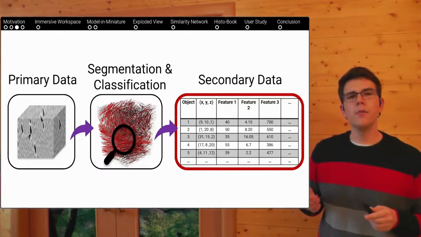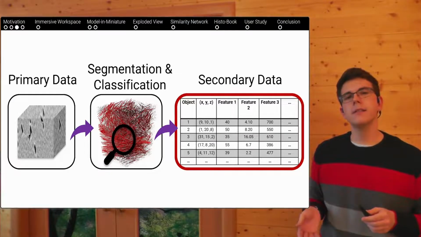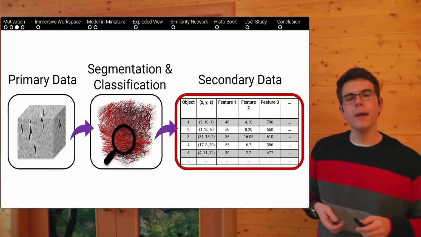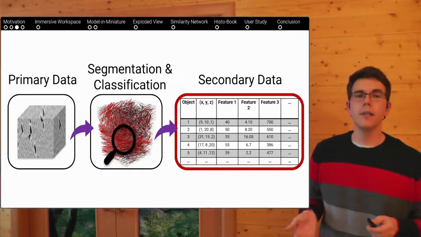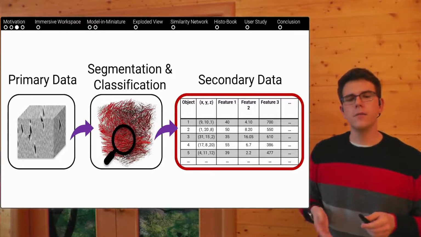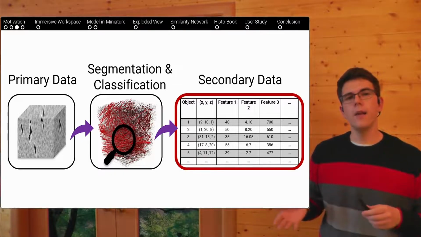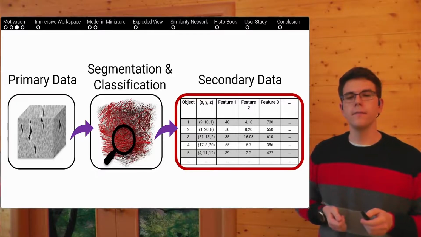In the case of fiber-reinforced polymers, the material consists of fibers, and these can be segmented and classified, which gives us a multidimensional dataset, the so-called secondary dataset. And this consists of the start and end point of these fibers, their length, their diameter, or their orientation.